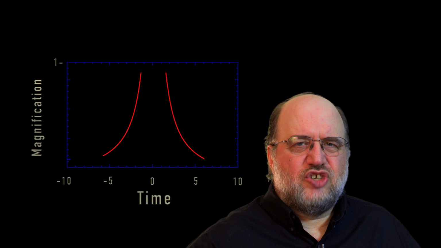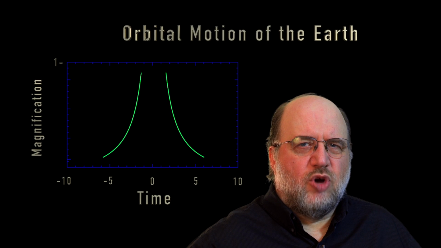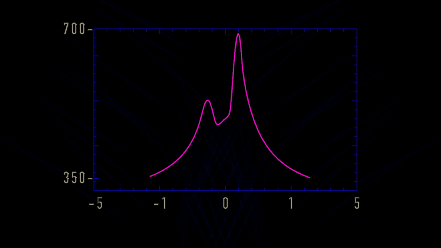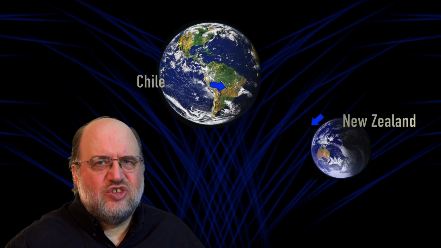Telescopes in Chile and New Zealand measured a long-term asymmetry in the light curve due to the orbital motion of the Earth. There were also subtle differences in the light curve peak seen from different observatories. Northern Hemisphere telescopes in California and Hawaii saw slightly different light curve shapes than their Southern Hemisphere counterparts in Chile and New Zealand.